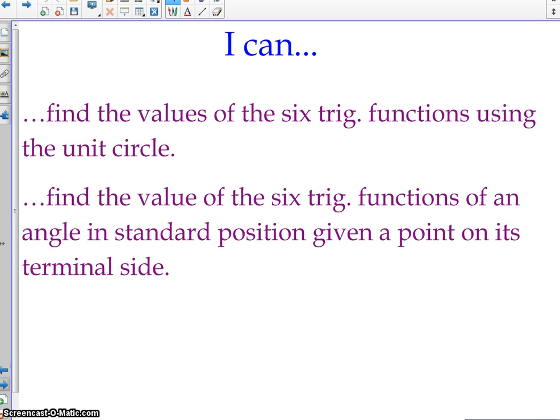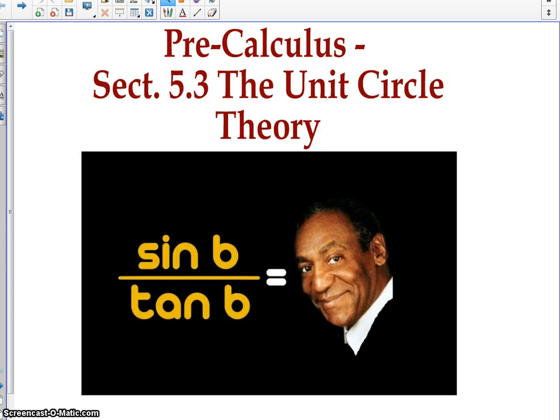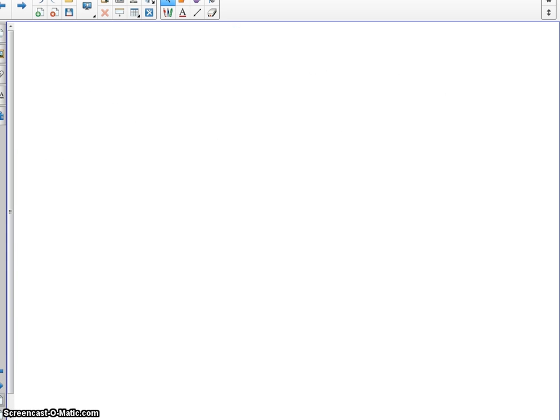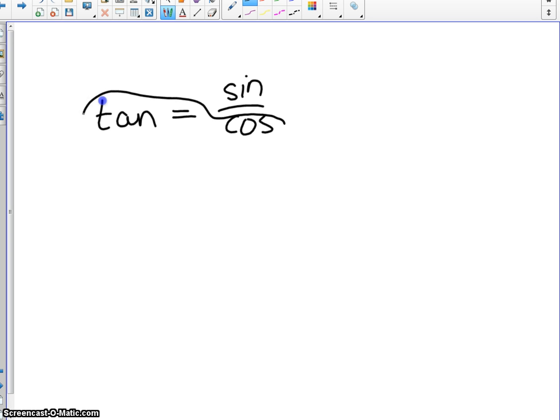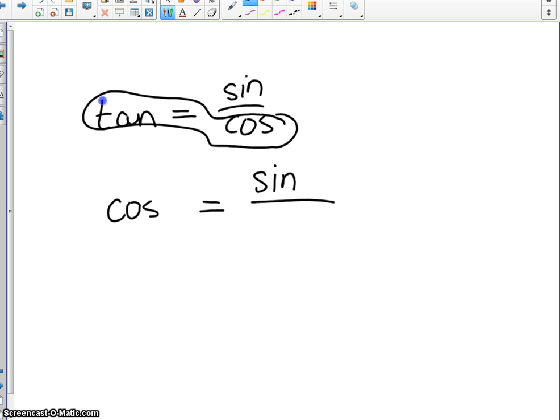So let's do. Oh, sorry here, guys. There we go. I want to remind you from past lessons that tangent equals sine over cosine. If we know that, we can switch tangent and cosine around, so cosine equals sine over tangent. That's funny if you say it's sine B over tan B, and that equals cos B, or cosine B. So that's why that is funny. All right, let's move on.